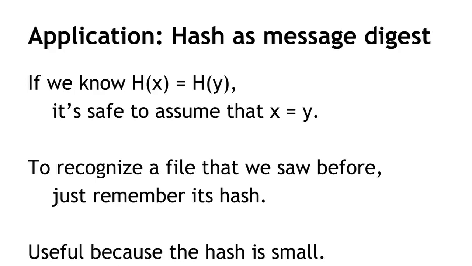Because if someone knew an x and y that were different that had the same hash, of course that would be a collision. Since there's not a collision that we know of, then knowing the hashes are the same, we can assume that the values are the same. And this lets us use the hash as a kind of message digest. Suppose, for example, that we had a file, a really big file, and we wanted to be able to recognize later whether another file was the same as the file we saw the first time. So one way to do that would be to save the whole big file, and then when we saw another file later, just compare them.